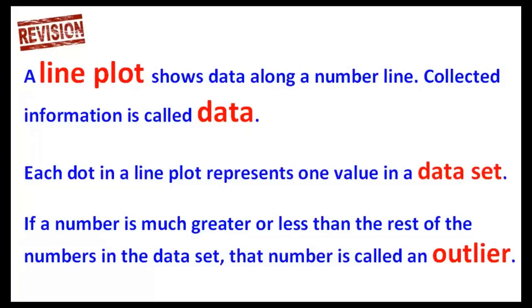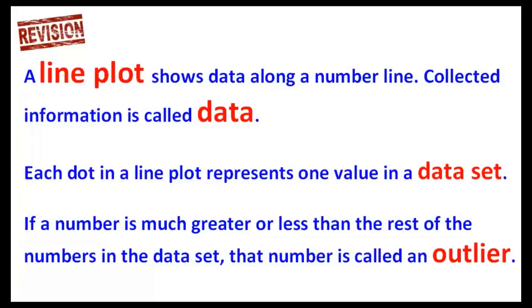Each dot in a line plot represents one value in a data set, as I told you. So I will give you a data set, and you are going to count the values and represent each value by a number of dots over its number on the number line. This is how to make a line plot and represent the data on it.